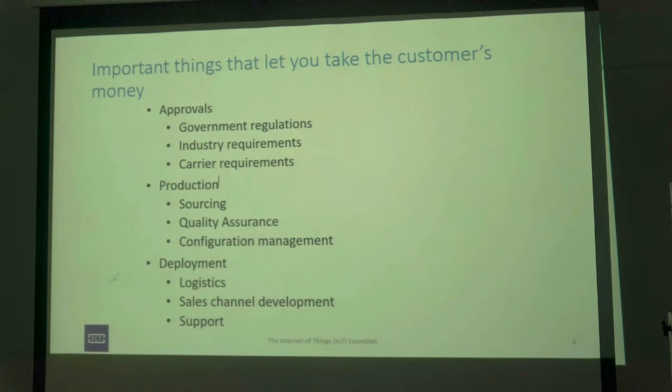Okay, I mean, if you're talking about the application level and all of that, right? So you have to have the approvals, so the government regulations, and maybe you need to hire an attorney, okay, specialized in this area. Industry requirements: there are regulations in the industry that you have to follow. Again, maybe a law office will help you. Carrier requirements, then you have to have the production. Okay, the production: you have sourcing, quality assurance, configuration management, all this part of the production, development or deployment. What are the logistics for deployment? Sales, channel development, support, after you deploy your products, right?